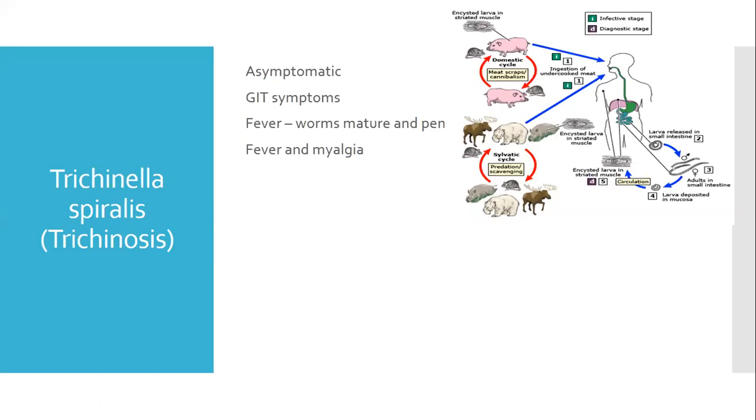So the infection is largely asymptomatic. You can get non-specific GIT symptoms, and when the worms penetrate the intestinal mucosa, you can get a fever during that time. Once the larvae are in the muscle, you can get fever and myalgia. There's a severe form of the presentation where the larvae are in the myocardium and in the brain tissue, with myocarditis and encephalitis, and this can even be fatal.